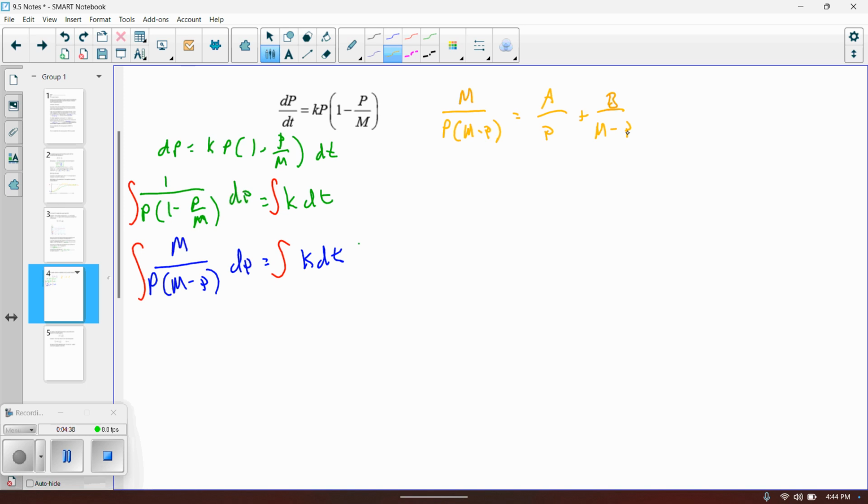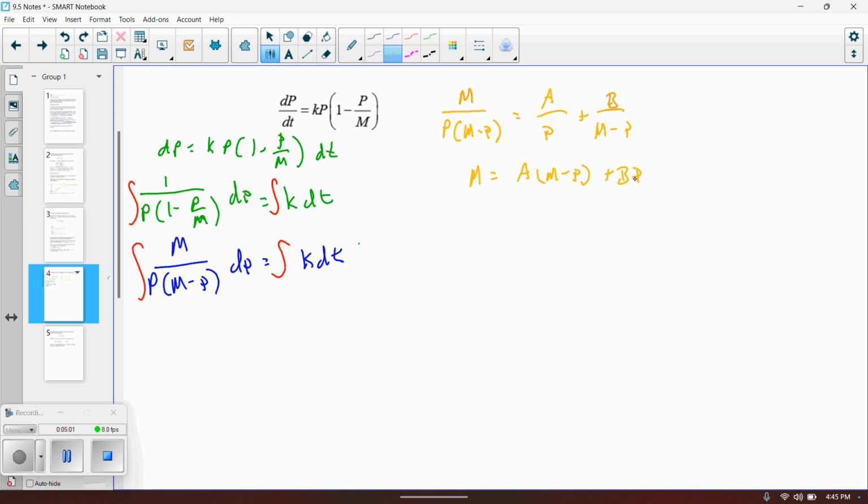Multiple ways you can go about doing this. I'm going to take the easier route. I'm going to multiply through everything by the common denominator, which is going to leave us with m equals a times m minus p plus b times p. And I'm going to choose specific values of p that are going to help us solve for a and b.